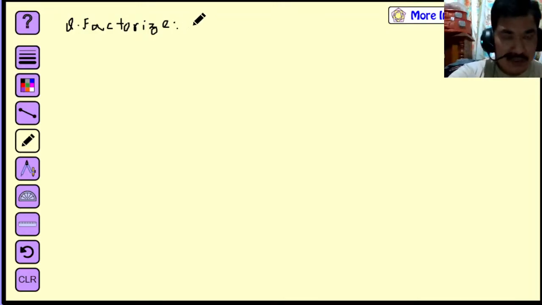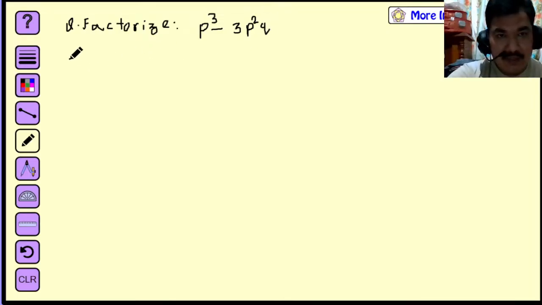Factorize, and the question is given like this. Look here, there is p cube minus 3p square cube, the next term is 3p square cube. In this condition, how will you factorize here? For this, write here solution.